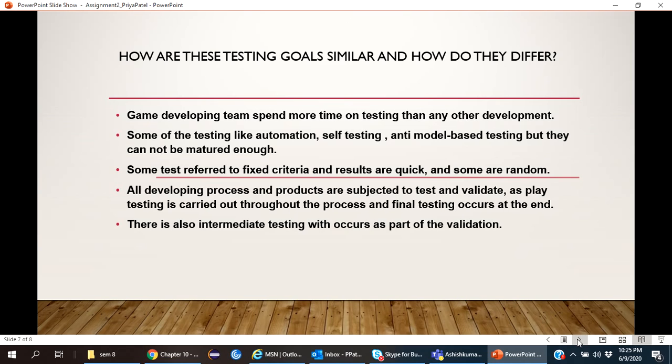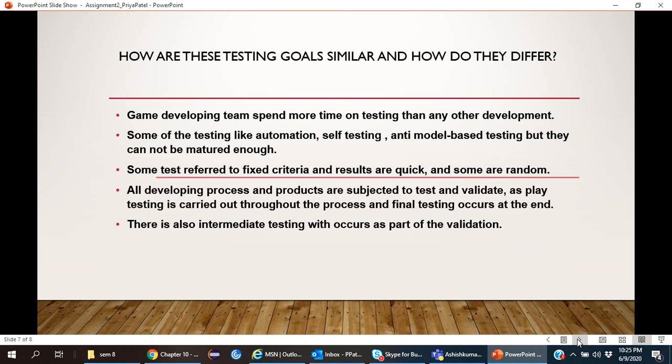Some testing, like automation, normally we don't know which kind of testing they use, but some testing like automated self-testing or model-based testing is actually not mature enough, because if no one is there to look after it, maybe it will fail, but who knows, right? Some tests refer to fixed criteria, like results are quick, and some are random, like there is no criteria, you just need to give some performance and it's good.